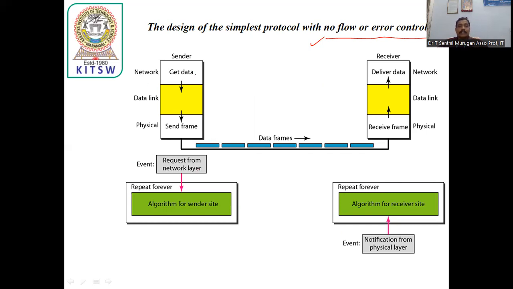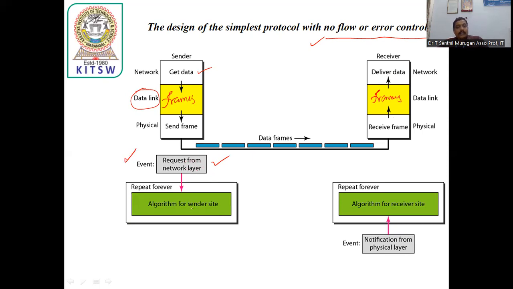What happens here? The data link layer gets the data from the network layer and makes the frames. Those frames are sent to the physical layer and transmitted to the receiver side physical layer. The frames are decapsulated, the frames are identified, and finally the datagram is delivered to the network layer. So what are we going to do? An event request comes from the network layer, because we need a packet to transmit to the data link layer. That event should be there.